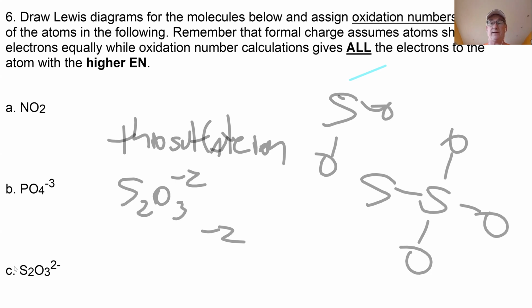Thio, for you budding organic chemists, just means sulfur. So a thiol group is just sulfur. If you see thio in there, it means sulfur. So, how many total electrons am I going to have in my thiosulfate ion?